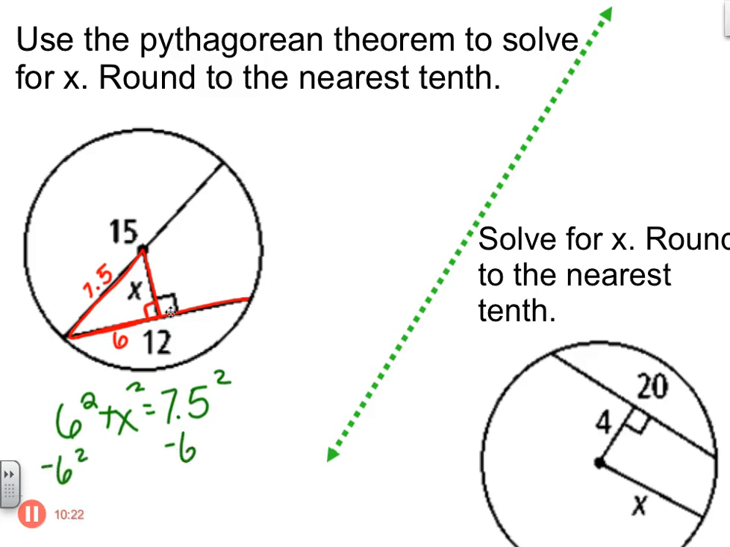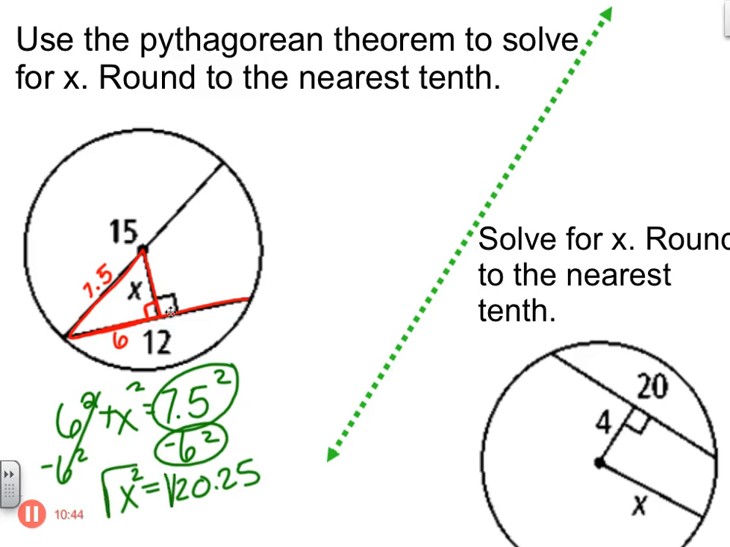Subtract 6 squared, and then x squared is going to be about 20.25. And remember, you're typing this in the calculator. You can't do 7.5 minus 6 and then square your answer. Lastly, you're going to square root to get about 4.5. So the height of that x from the radius to the chord is going to be about 4.5.